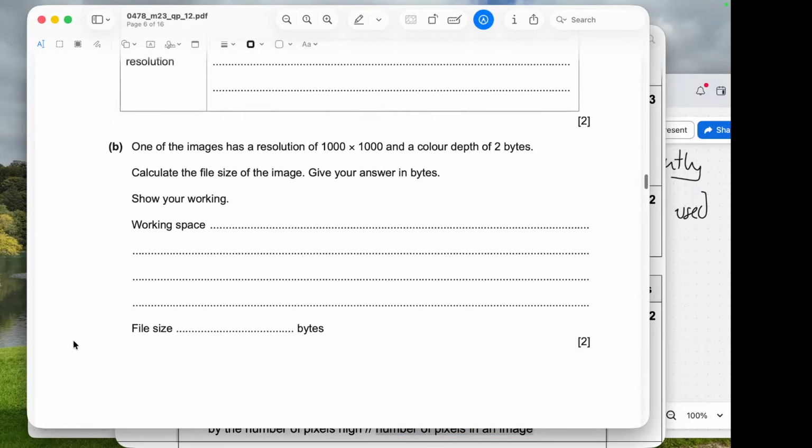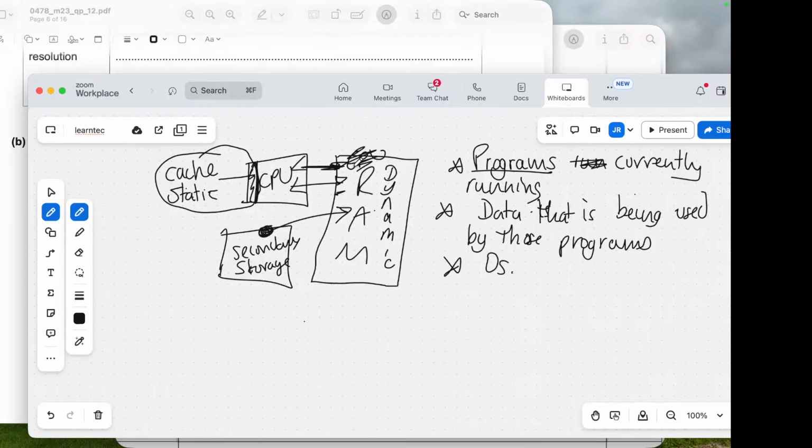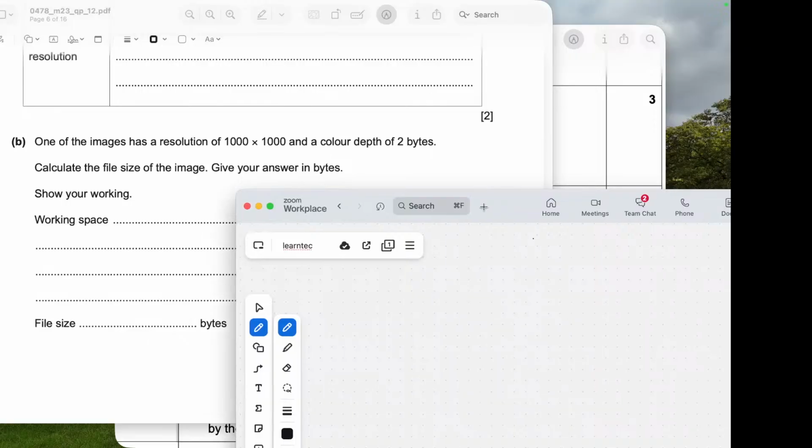We've got another maths question. One of the images has a resolution of 1000 times 1000 and a colour depth of 2 bytes, so 16 bits effectively. Calculate the file size of the image. Give your answer in bytes. So this one's in bytes, not megabytes or anything like that, so it should make the calculation a little bit simpler. So let me just get my whiteboard here. I'll just give you a moment in case you want to try this. Actually, see if you want to try it first, and then yeah.